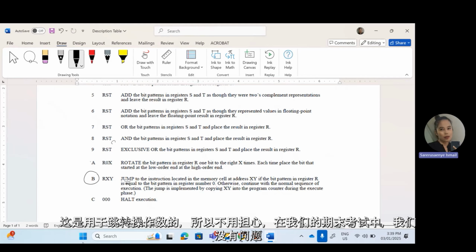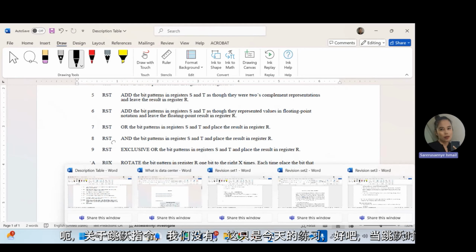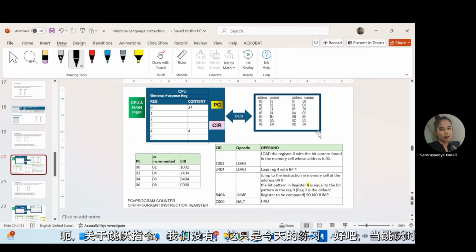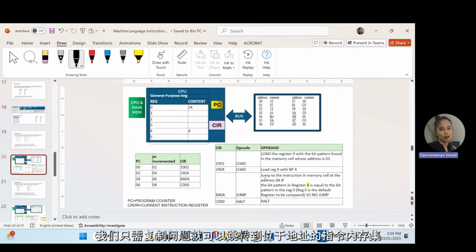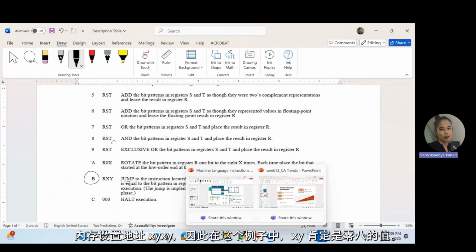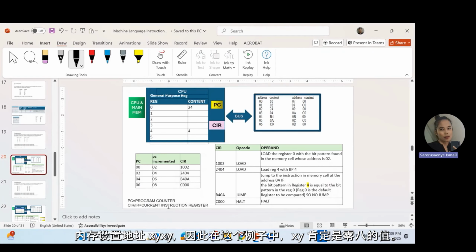But don't worry, in our final exam, we do not have questions on the jump instruction. This is just for exercise today. Okay, for the jump, we just copy the question: jump to the instruction in the memory cell at address. Where is the address? If you look at the description table, it's a jump to the instruction located in the memory cell at address XY. So in this example, XY is definitely the value 08.